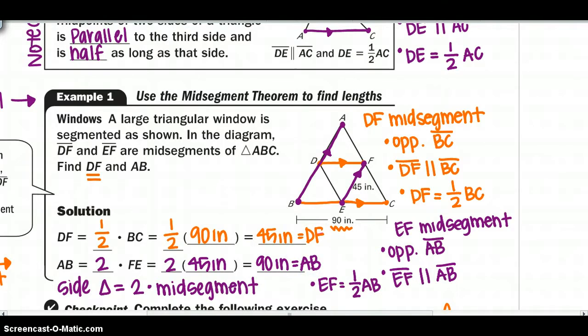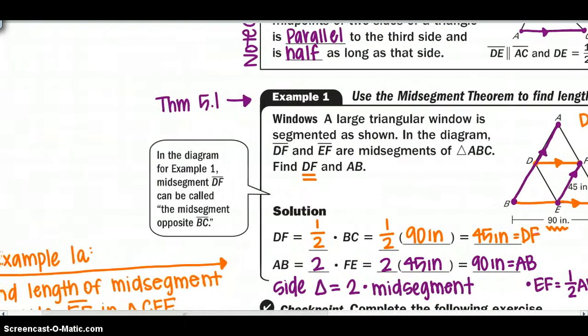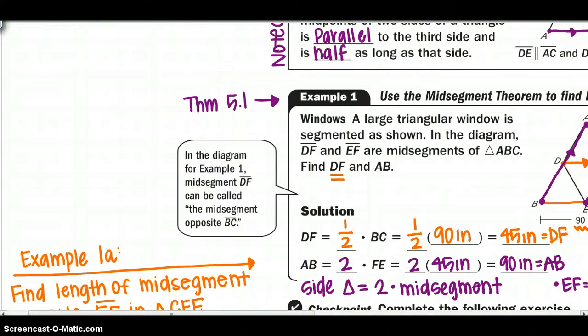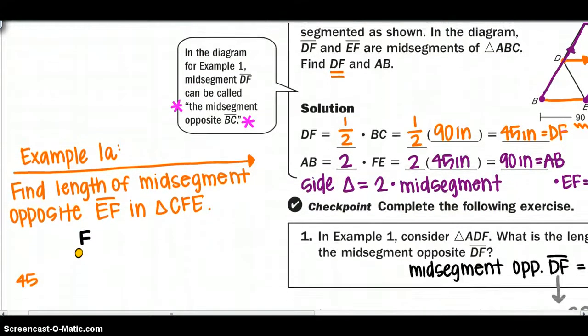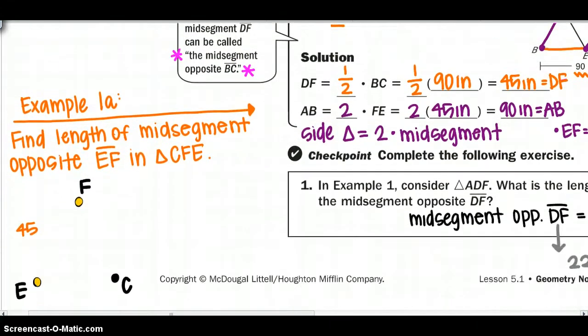All right, using that information, we're going to come over here. And here is some other terminology you might see. The mid-segment DE can also be called the mid-segment opposite BC. This terminology is very important for you to know so you can solve your equations correctly. So here's example 1A, and you can stop this video and write down the problem.